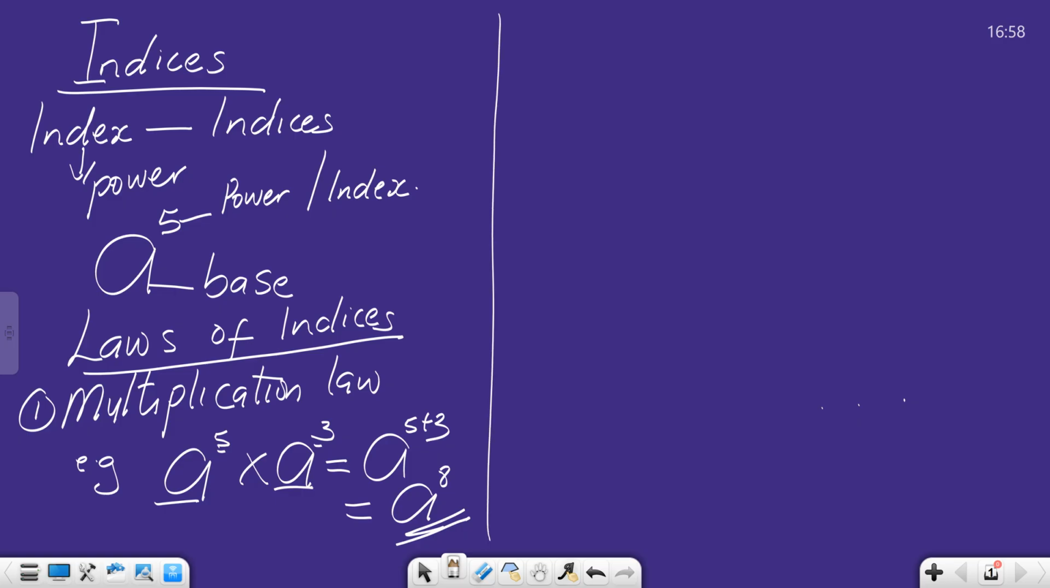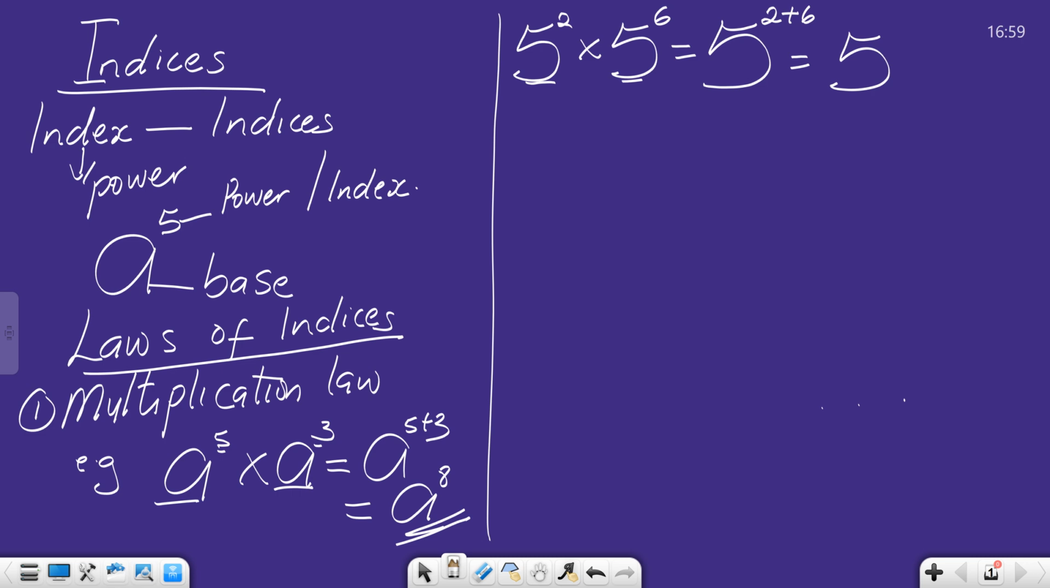Let's look at another example there. Let's assume we have 5 raised to power 2 times 5 raised to power 6. Since they have the same base, 5 and 5, we are going to pick one base, then we are going to add the power. That's 2 plus 6. So that will also give me 5 raised to power 8. That's what the first law of indices says.